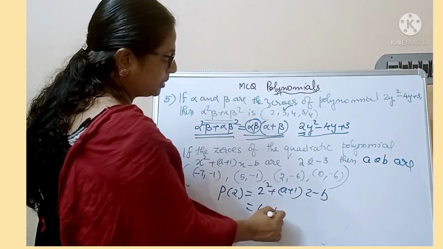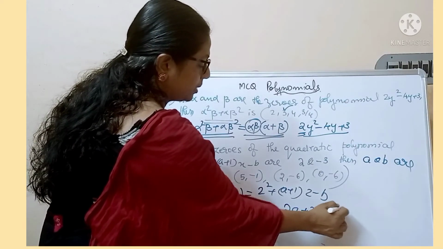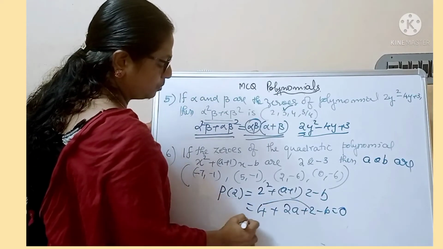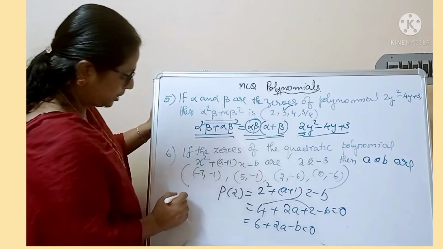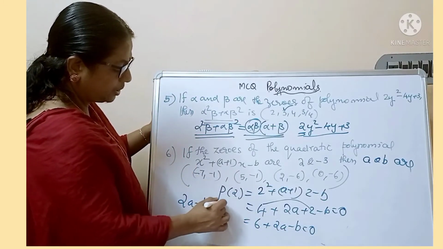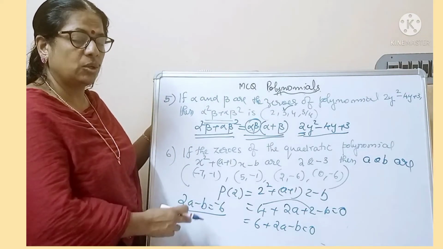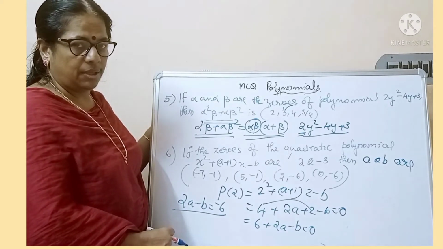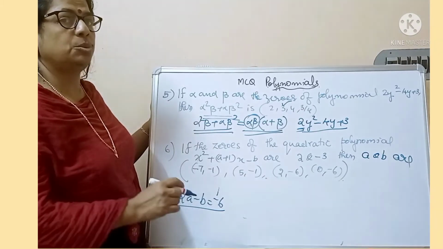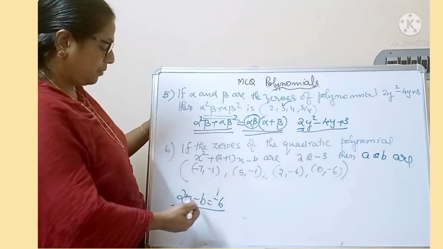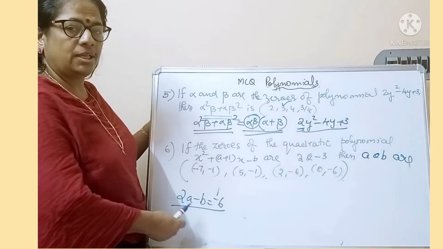So 4 plus 2a plus 2 minus b equal to 0. So 4 plus 2, 6. 6 plus 2a minus b equal to 0. That is 2a minus b equal to negative 6. So we got one equation in a and b. Then p of negative 3 will also be 0, since 2 and negative 3 are zeros.